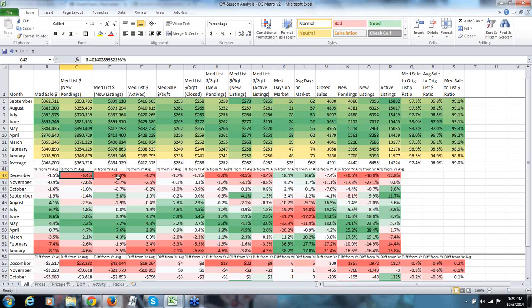Likewise with new listings, we can see for new listings, the month of December, that's when the median list price is lowest for people entering the market. Whereas April, these green months, that's when prices are highest.